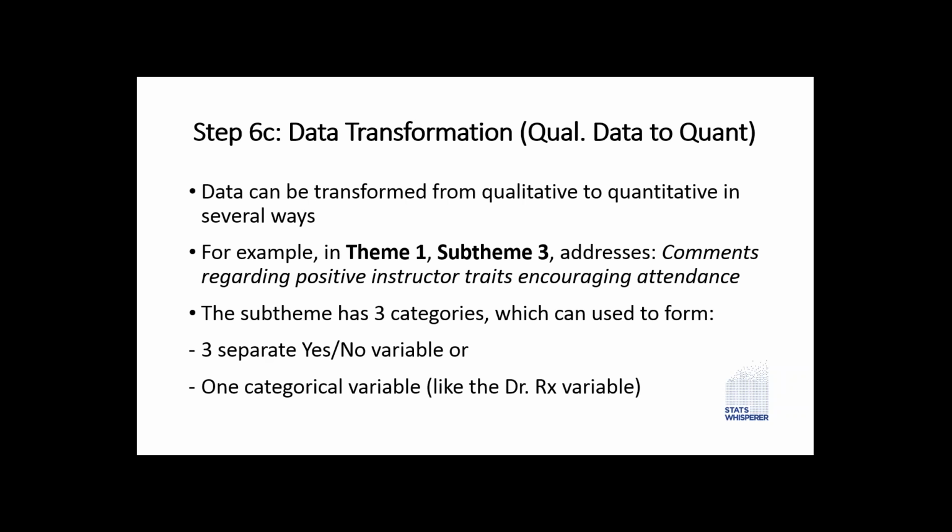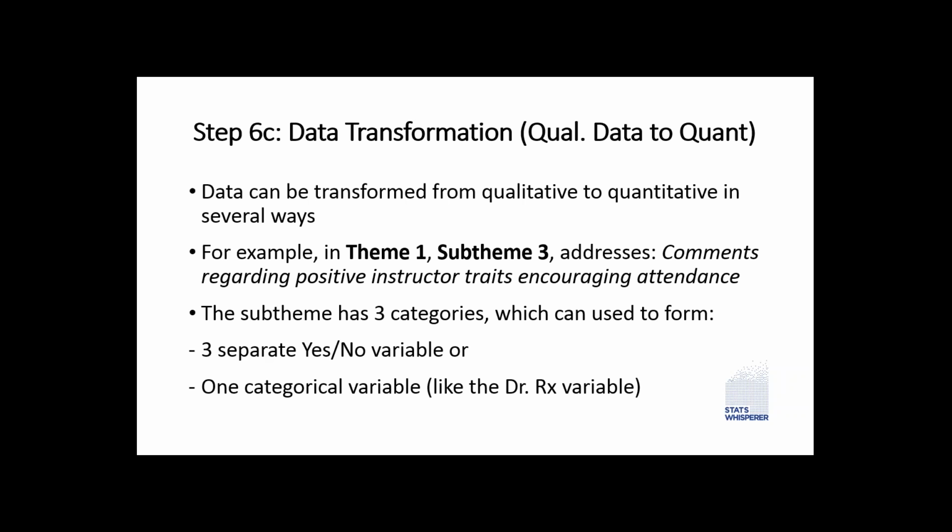Now, theme 1, sub-theme 3, is positive instructor traits that encourage attendance. This sub-theme has 3 categories. Before we go to it, keep in mind, since there's 3, much like the doctor prescription variable in our quantitative, where it was doctor prescribed no, doctor prescribed yes, doctor recommended, then it was 3 separate variables coming from one main categorical variable. So the same thing here.